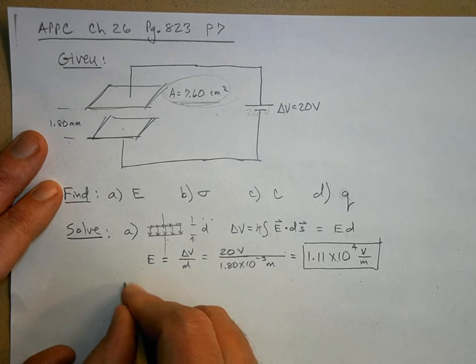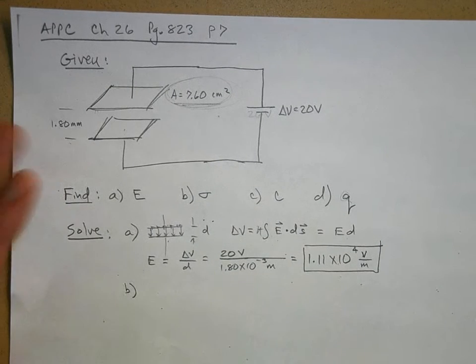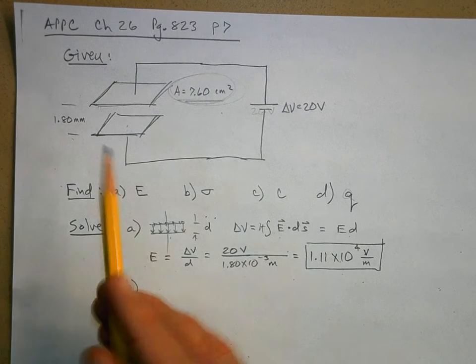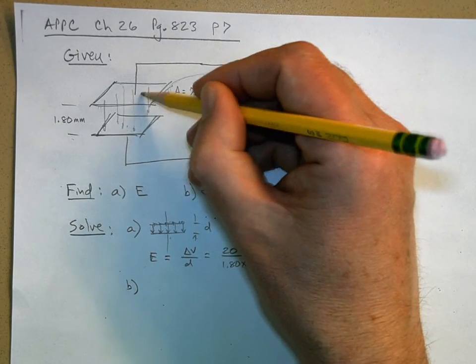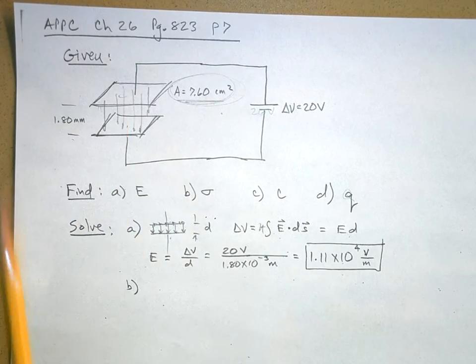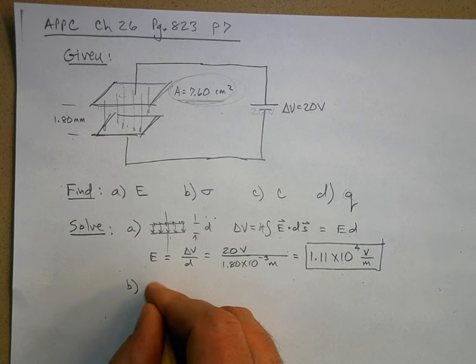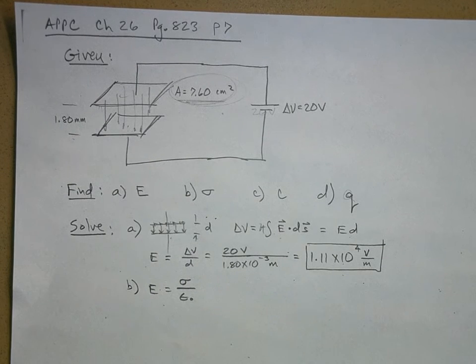And now for part B, we want the charge density. Now there's this little equation. You really should keep an equation list going as we go. It's a sweet little equation that we derived using Gauss's law back in chapter 24. You see, these are conductors, right? We have this electric field coming down like this. If you have a conductor with a charge on it, the electric field right off the surface of that conductor was shown to be equal to the charge density divided by epsilon naught.